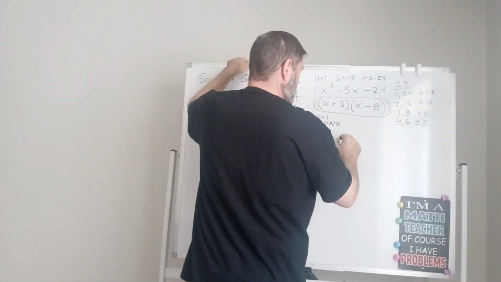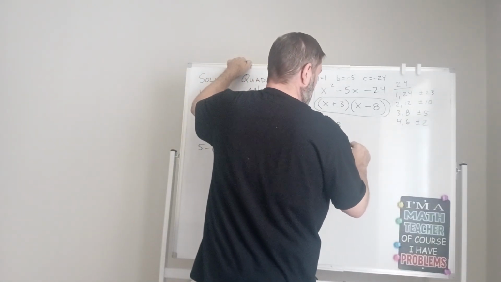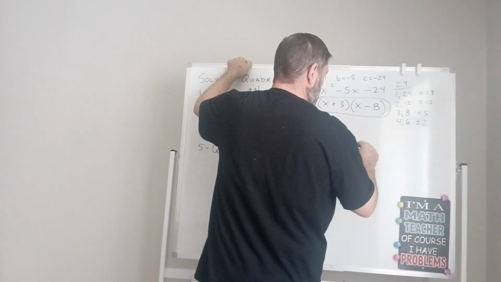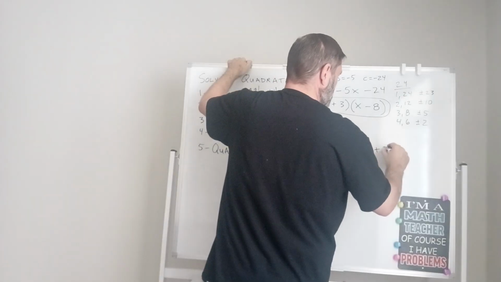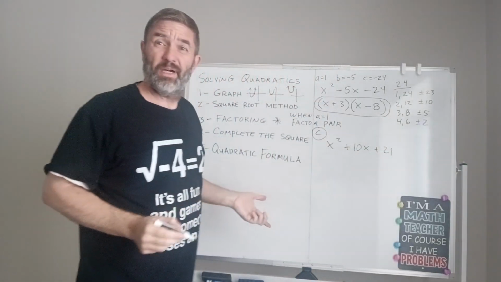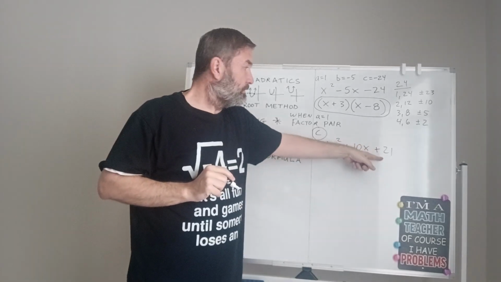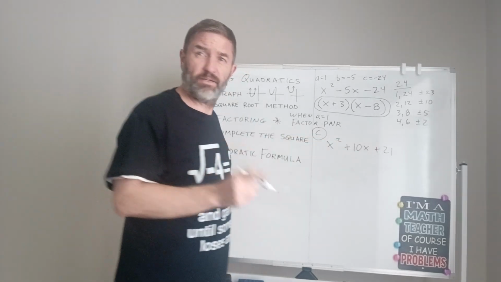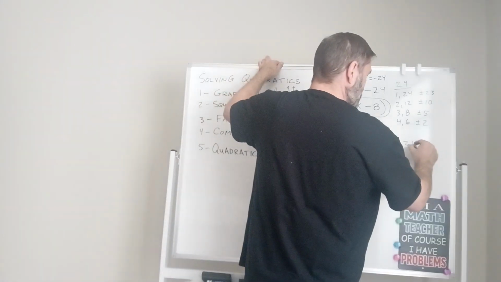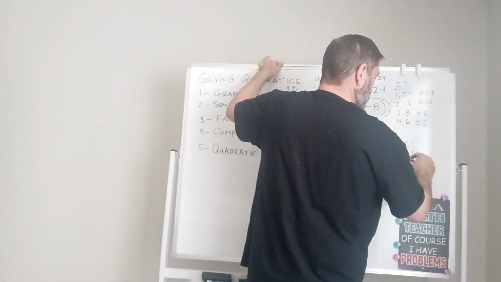I'll do it with a plus now. So we're going to do x squared plus 10x plus 21. So I'm going to look at my A. It's 1. That's the first clue. C is 21, so I can just go and factor that. Well, 21 factors 1 times 21, and 3 times 7.